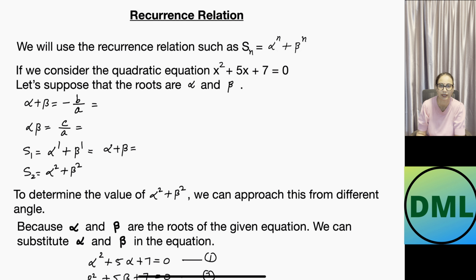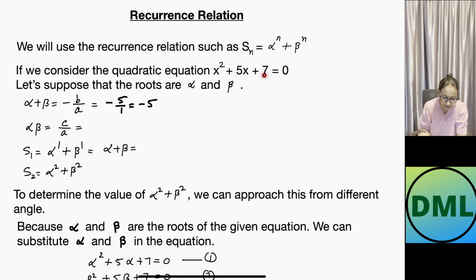Alpha plus beta will be given as minus b over a. What is the value for b we have? We have plus 5 and a is 1. If we write down the value here, it will be minus 5 over 1, which is equals to minus 5. Alpha beta is c over a. What is our value? Our c value is 7 and a value is 1. Let's substitute here. We will get 7 over 1, which is equals to 7.